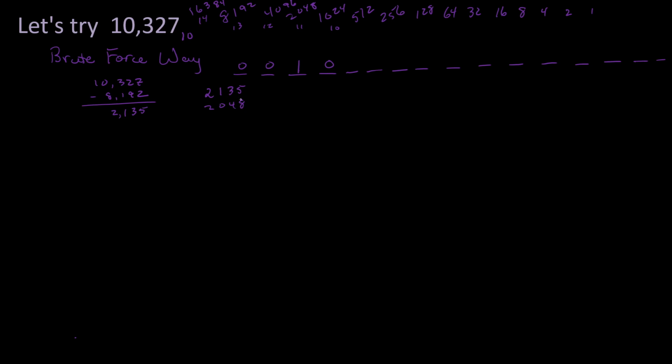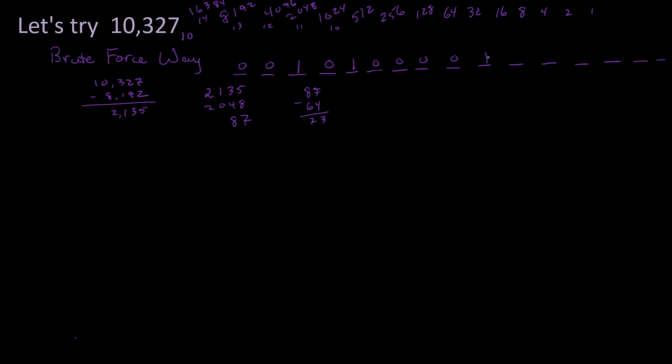2,135 minus 2,048 leaves 87. So I will have a 2,048, but I will not have a 1,024, a 512, a 256, or a 128. I will have a 64. So I'll have 87 minus 64, and that's going to equal 23.